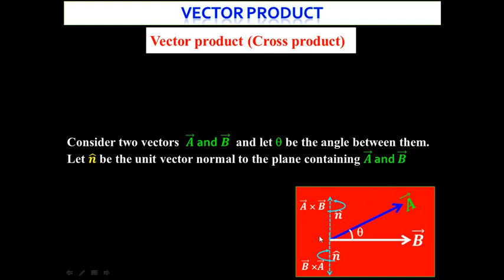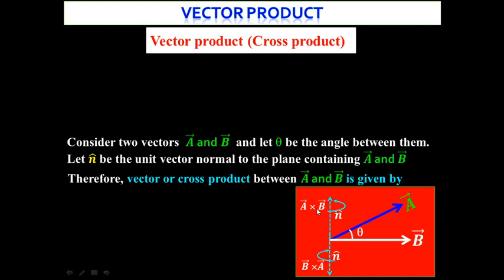The direction of vector B cross vector A is exactly opposite to the direction of vector A cross vector B. Mathematically, the cross product or vector product of two vectors can be written as: the vector product of vector A and B is equal to the product of their magnitudes and the sine of the angle between them, in the direction of the unit normal vector. So the formula will be AB sine theta into n cap.